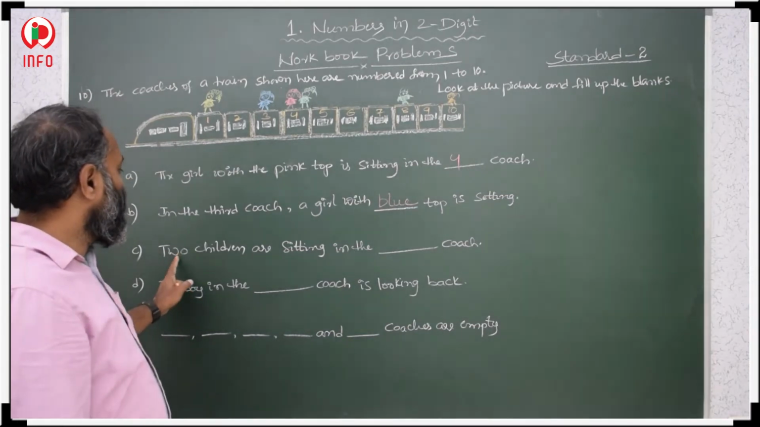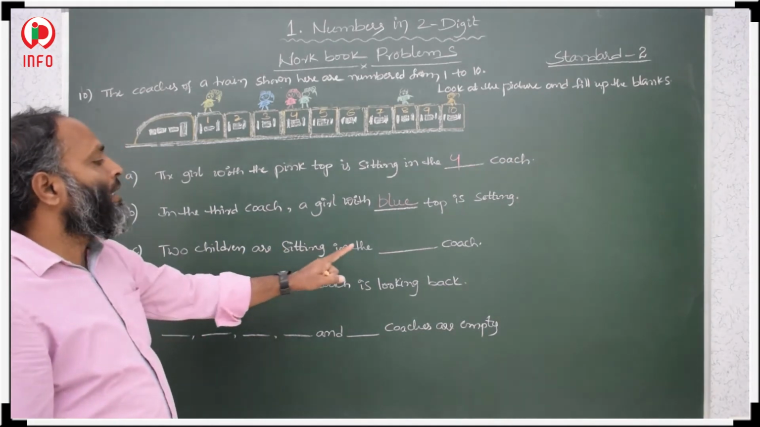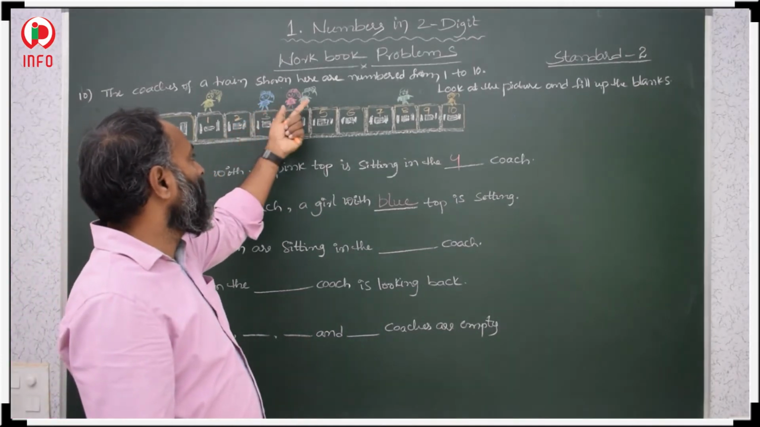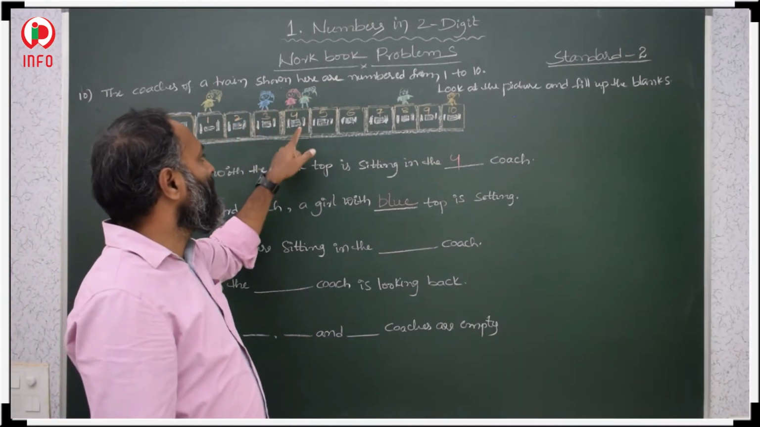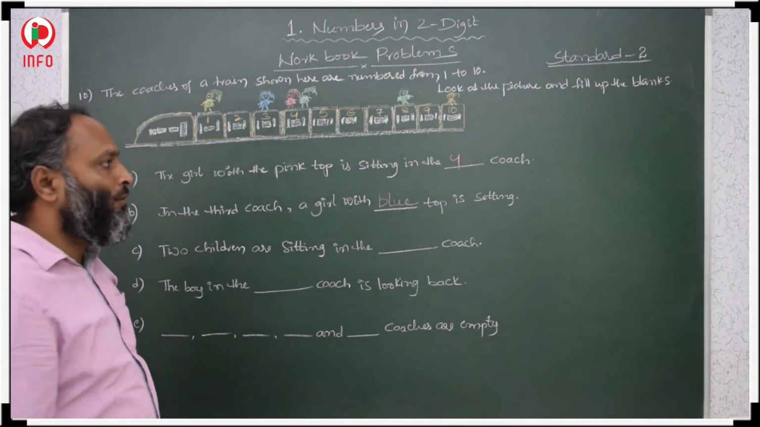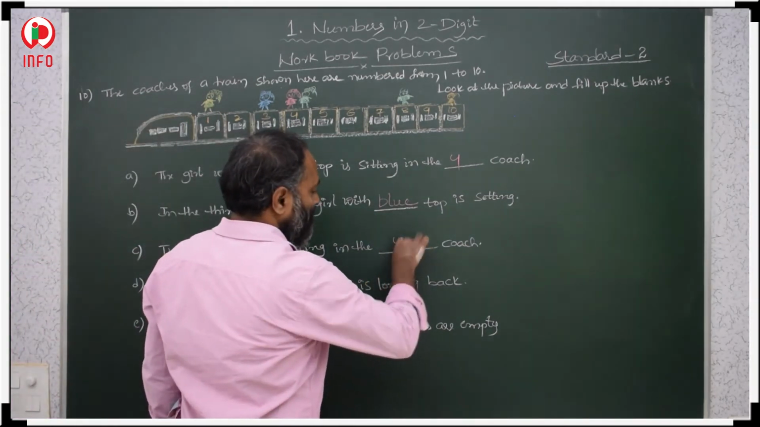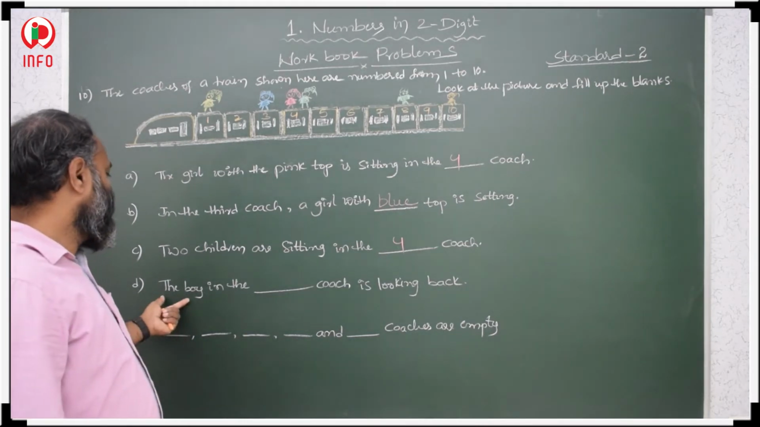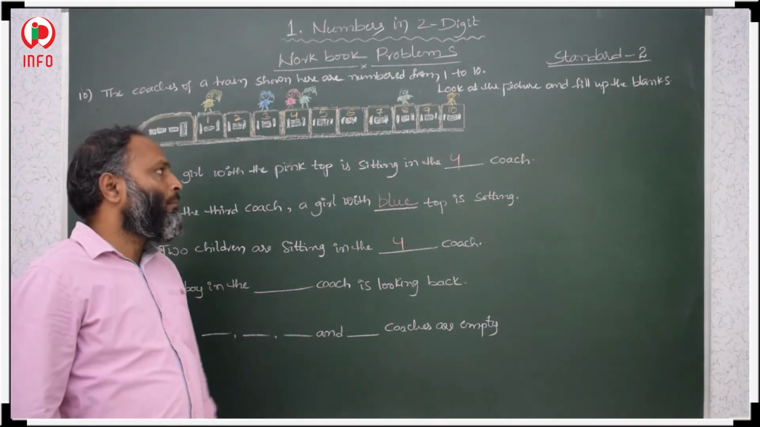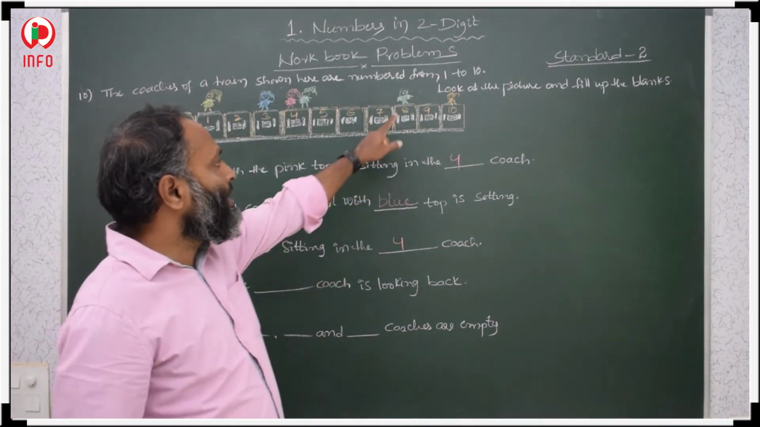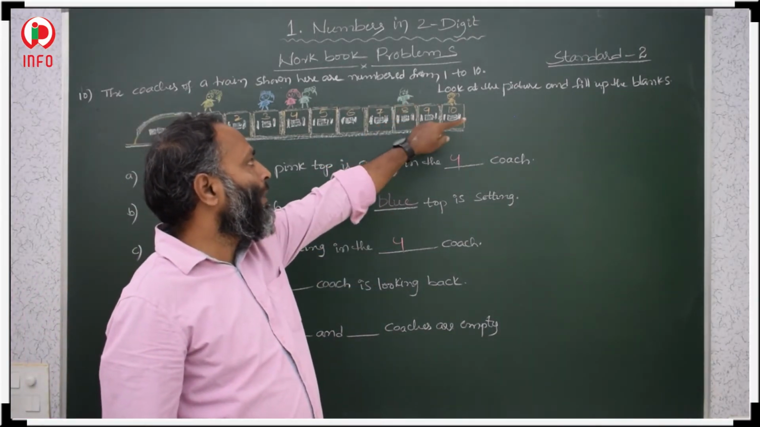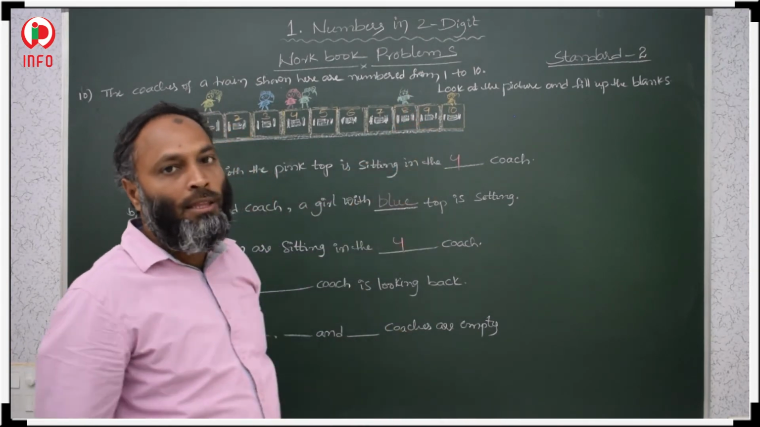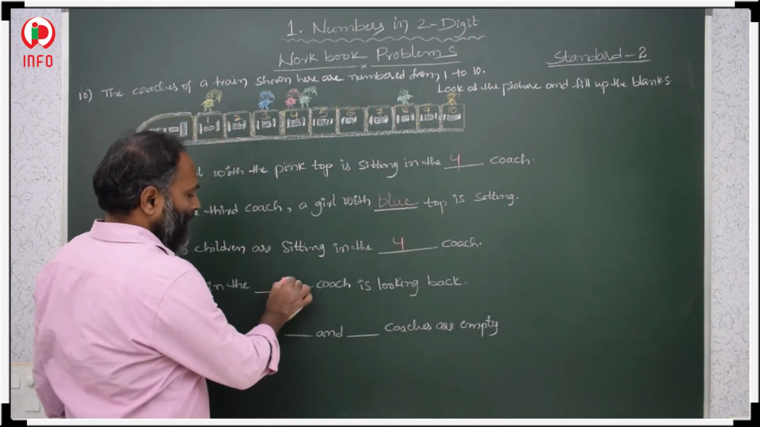Next, two children are sitting in the dash coach. Here one child, here two children. Here two children are sitting in the fourth coach. Now, the boy in the dash coach is looking back. Here is a boy. He is looking backside. So he sits in the eighth coach.